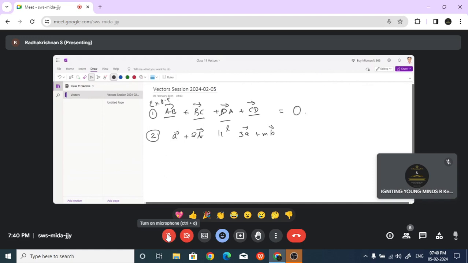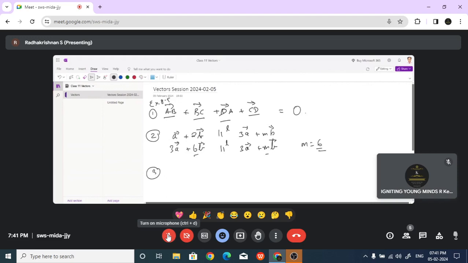So A plus 2B, if it is parallel to 3A plus MB, what is the value of M? 6, sir. Very good. Can you explain, Sundaresan? Sir, there are the multiples of any lambda. Right. If it's parallel, the whole vector has to be a multiple of the other vector. So we can write this as 3A plus 6B on one side and 3A plus MB on the other side. So M equals 6.